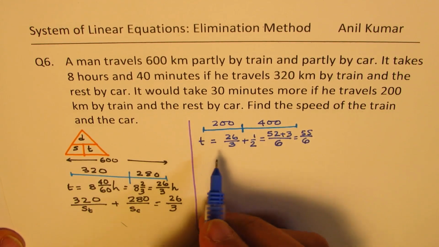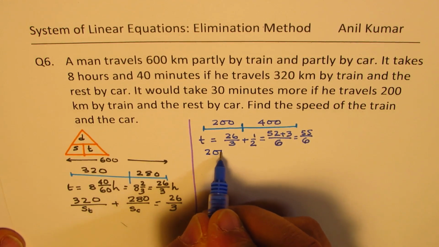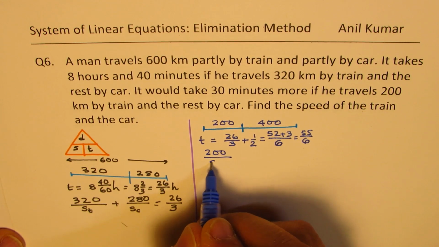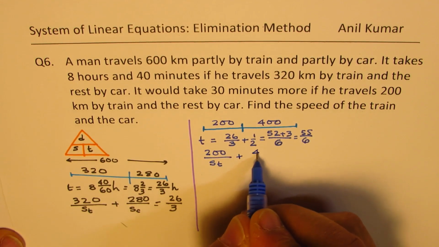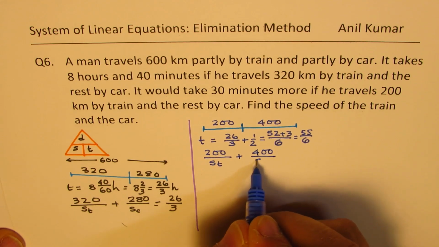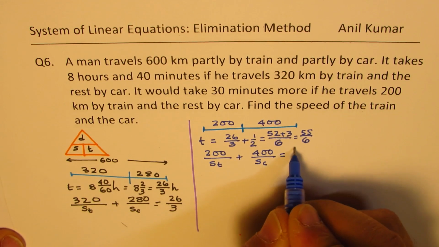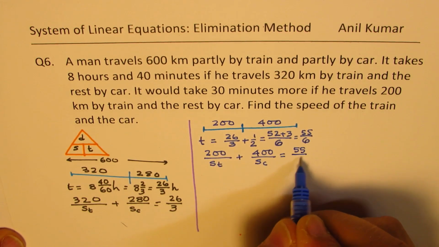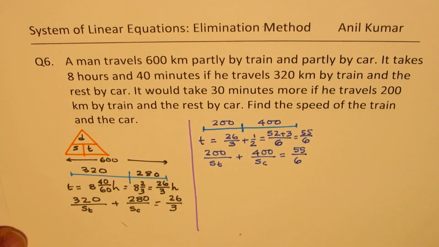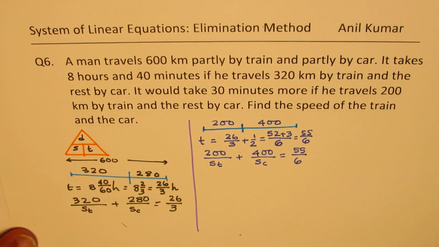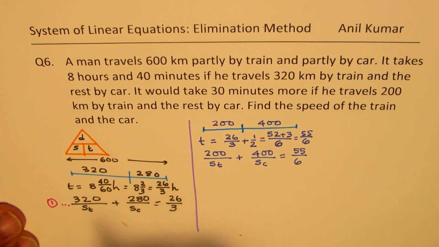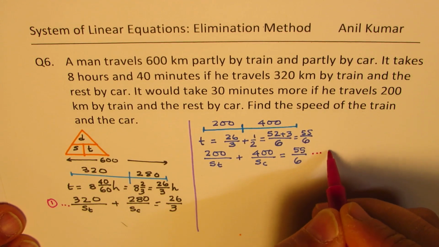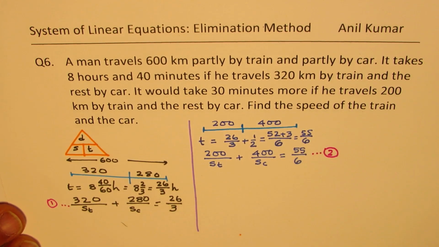Now, let's calculate time for train and car. So time for train will be 200 divided by the speed of train, which remains the same, plus 400 divided by the speed of car, and total time is 55 over 6. You see that? So we get our second equation. So we have two equations here and two unknowns. Speed of train and speed of car are the two things which we need to figure out.